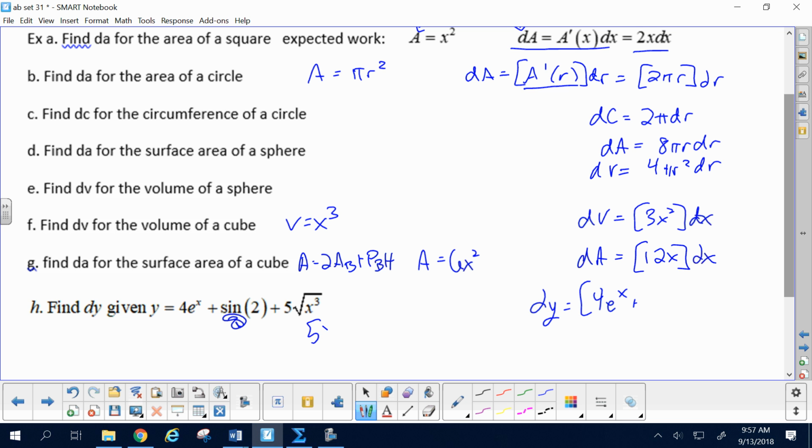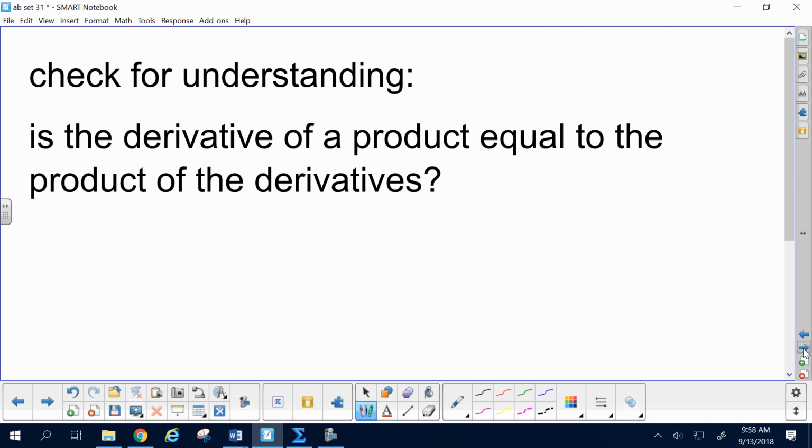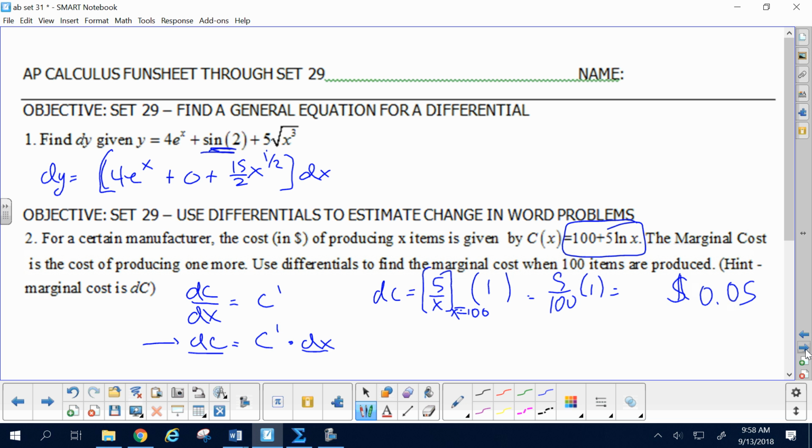This then, 5x to the 3 halves, is a way to rewrite that. The derivative by power rule then would be 15 halves x to the 1 half. That says 1 half. Does the derivative need to be in parentheses? Yes, it better be in parentheses. That's just good algebra. Okay.